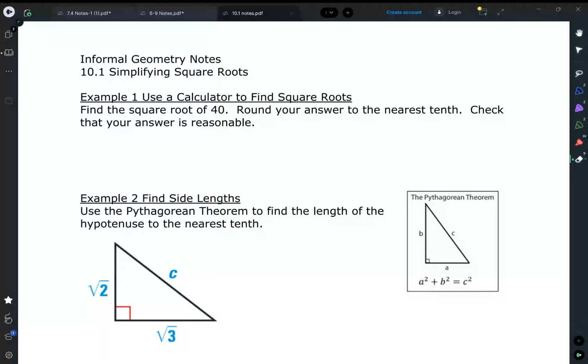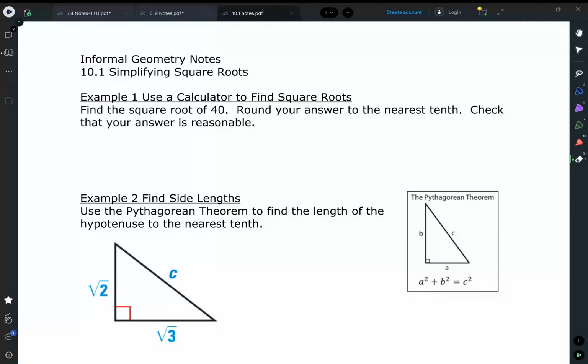Today we're looking at section 10.1, simplifying square roots. So this is going to be a little bit of new stuff, a little bit of review for us today. So the first question, it says find the square root of 40. Round your answer to the nearest tenth. Check to see that your answer is reasonable.